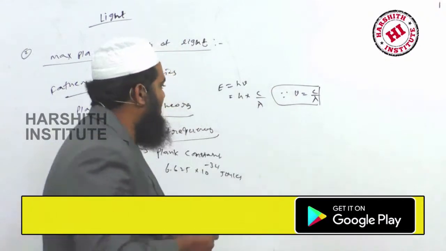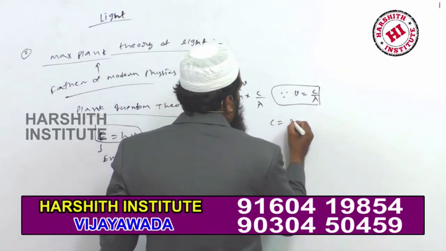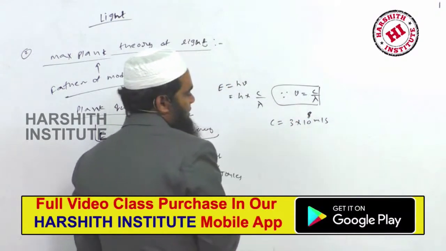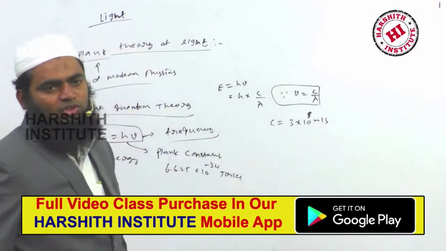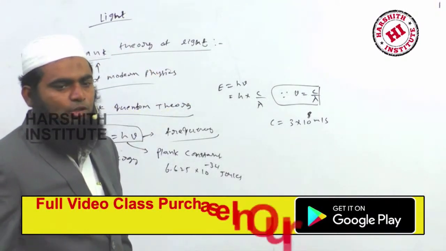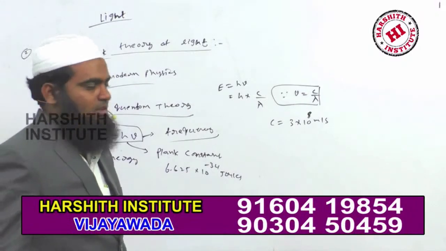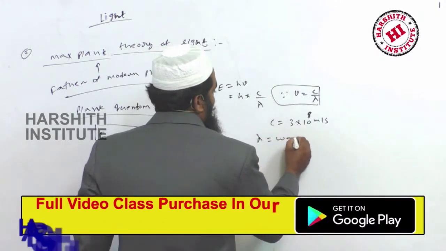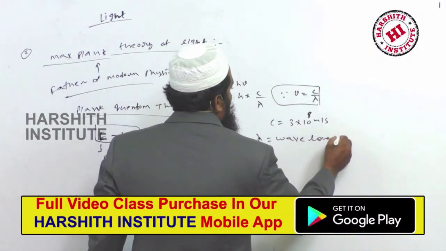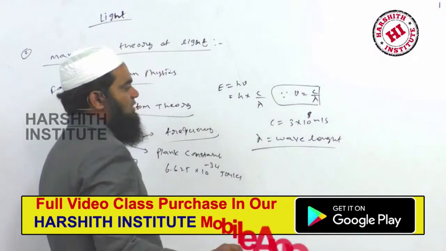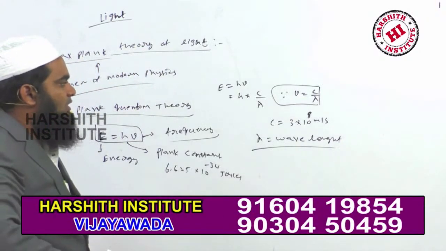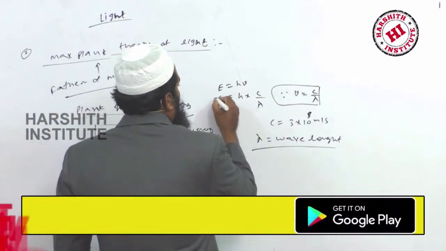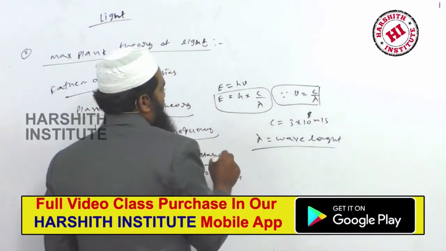C is called as a velocity of light in vacuum. The value will be 3 into 10 power 8 meter per second. So this is a C value, the velocity of light in vacuum, 3 into 10 power 8 meter per second. Lambda is called as a wavelength. So here this formula they can rewrite as E equal to h into C by lambda.